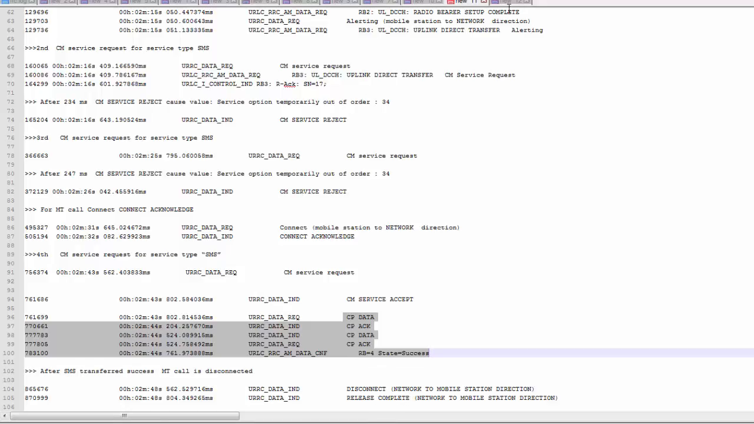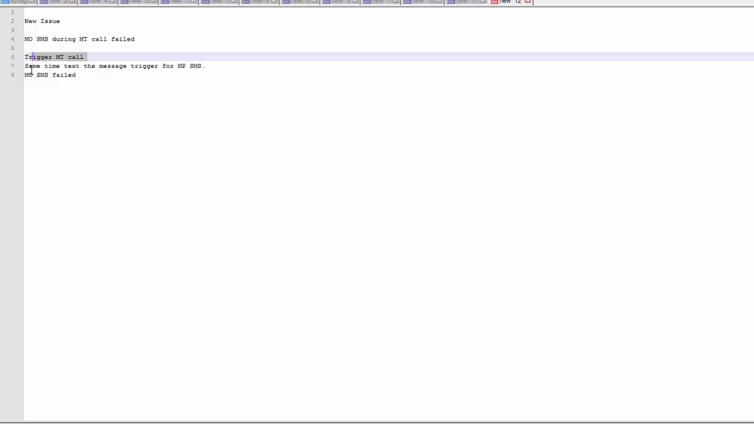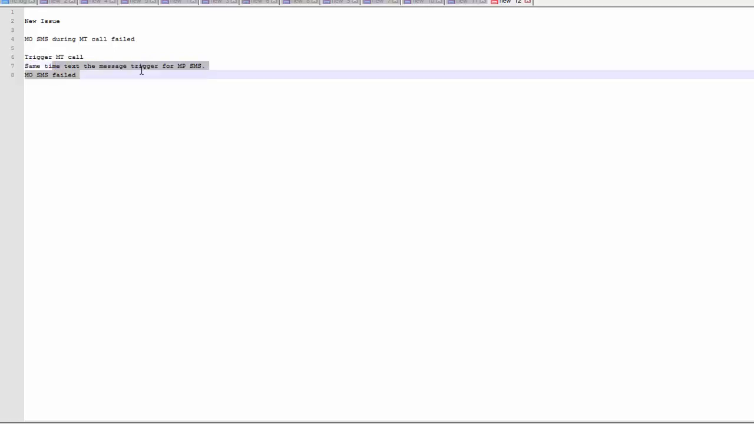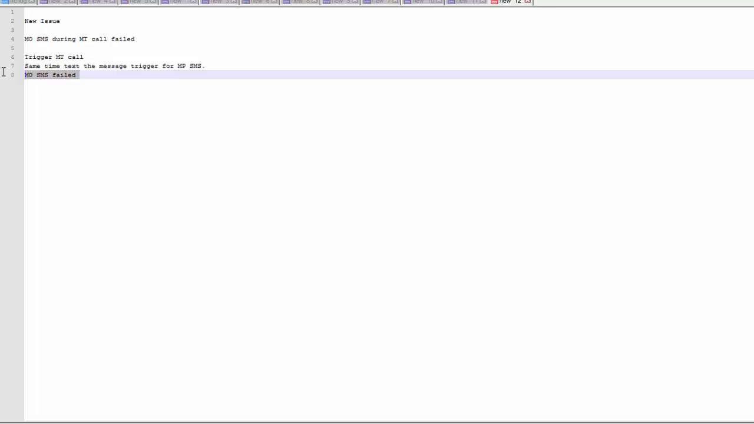So this whole process was for the MOSMS during the MT call. During the MT call, MOSMS failed. So what was the step? Trigger an MT call, send a text message for MOSMS at the same time, and MOSMS failed. We have already discussed what the issue is. So this was today's issue.